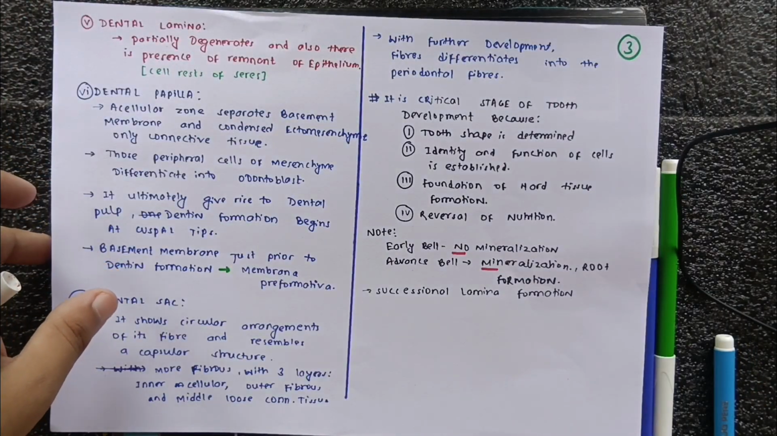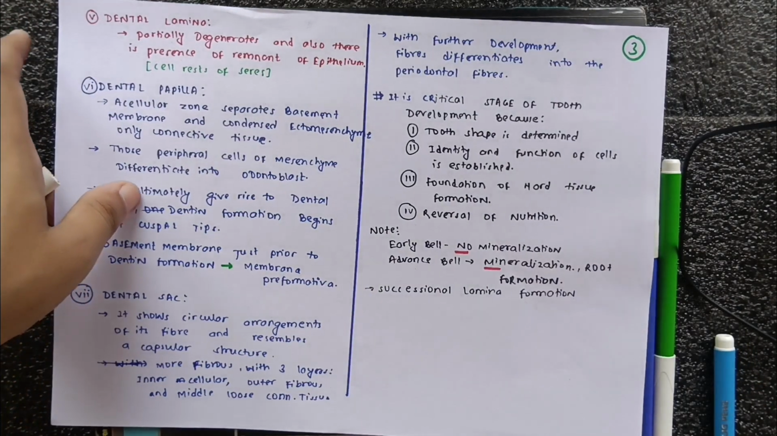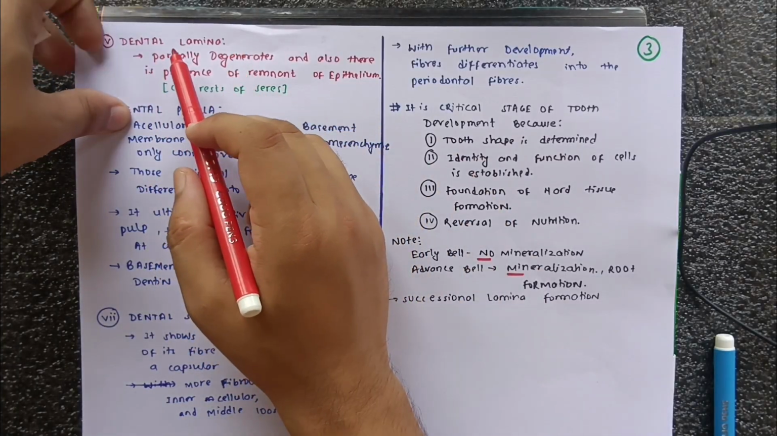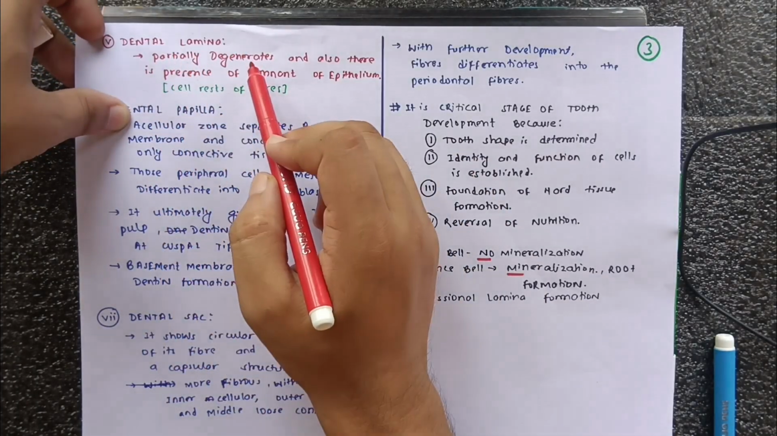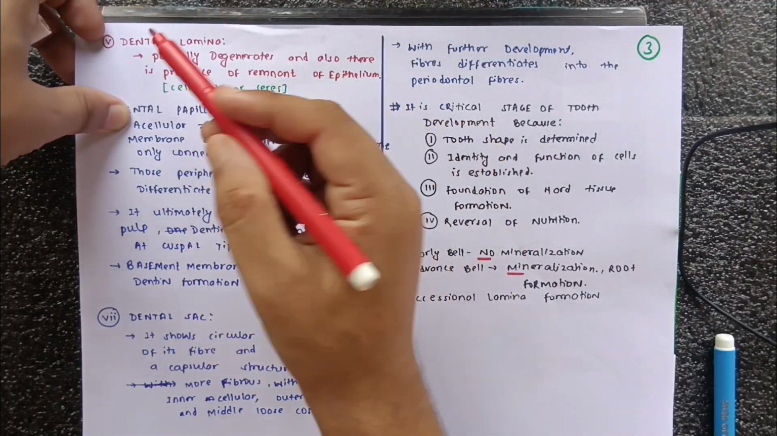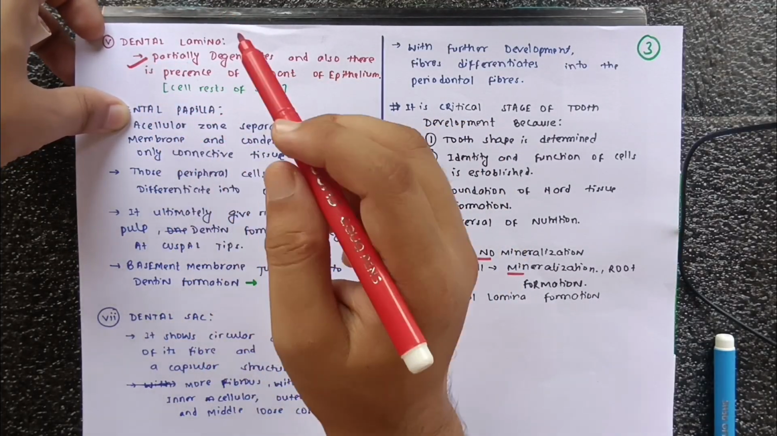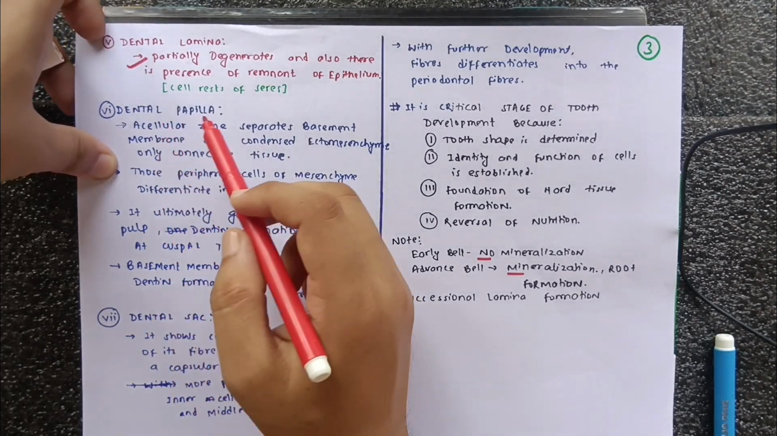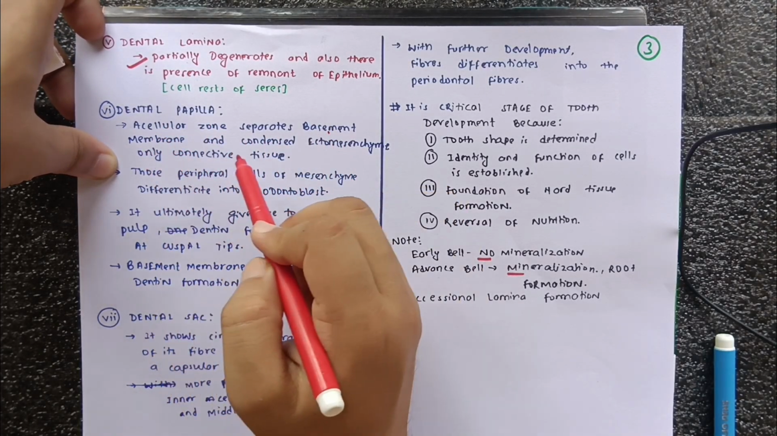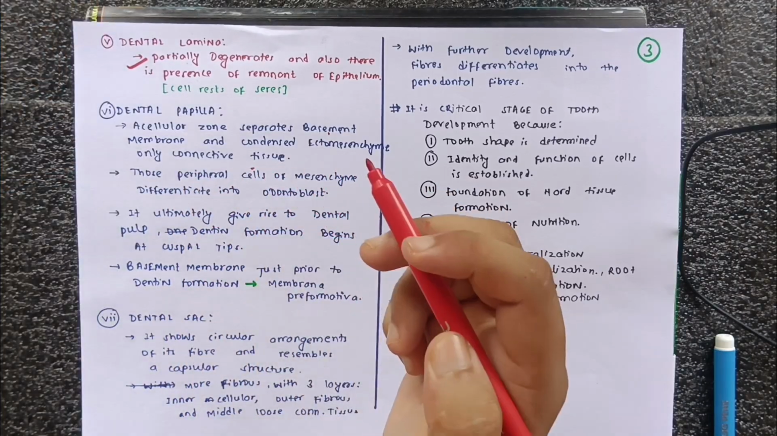After that, in another paper, as I have written here, about the dental lamina: the dental lamina is partially degenerated, and there is also a presence of remnants of epithelium called cell rests of Serres. I have discussed this in the first video. After that, in the dental papilla, there is an acellular zone that separates the basement membrane and the condensed ectomesenchyme, and only connective tissue is present there.